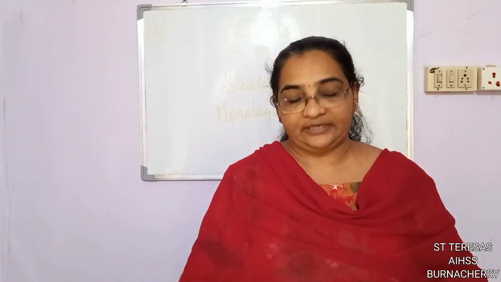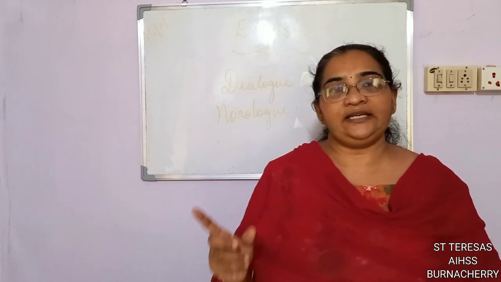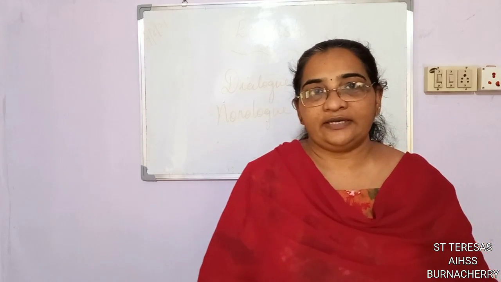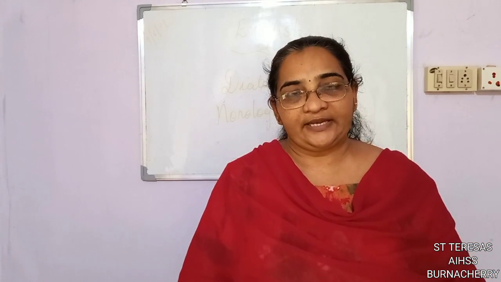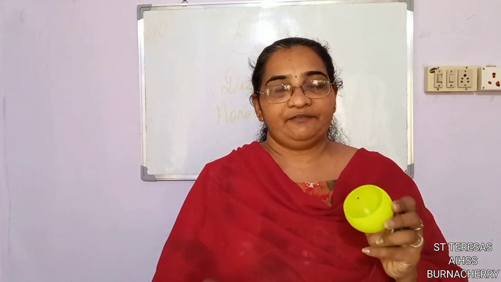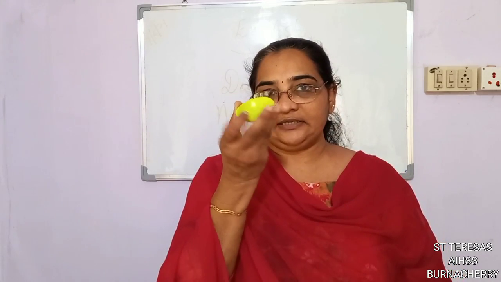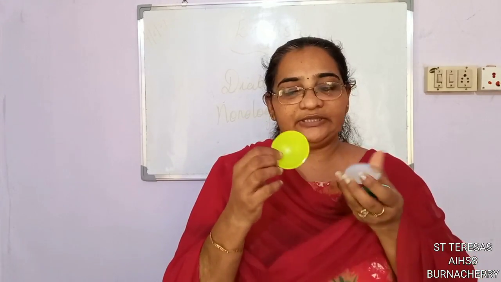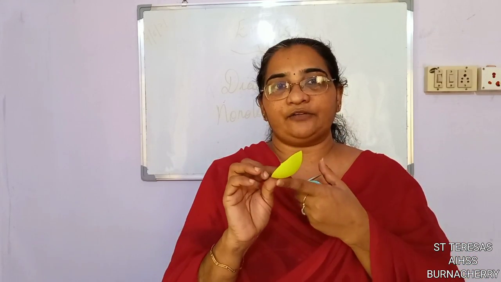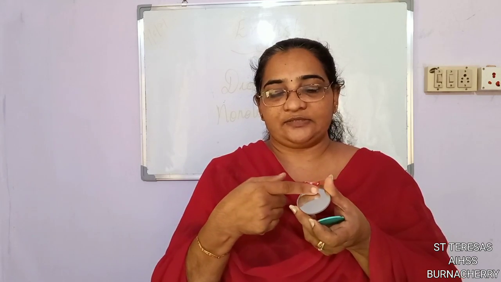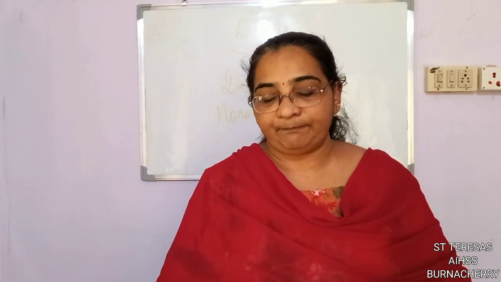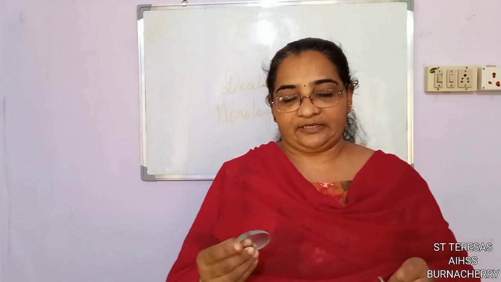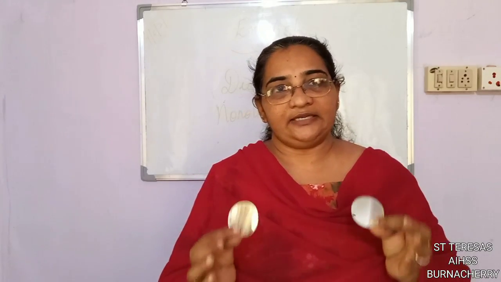These two types of mirrors are called spherical mirrors. What are they called? They are called spherical mirrors. Why are they called spherical mirrors? Because when you cut a ball, you get a piece like this. This is part of a sphere, isn't it? So these mirrors also resemble a part of a ball, a sphere, because one is curved outside and one is curved inside. Because it is a part of a sphere, these mirrors are called spherical mirrors.